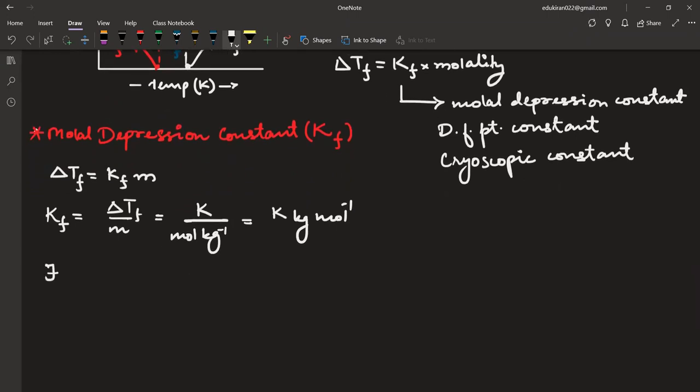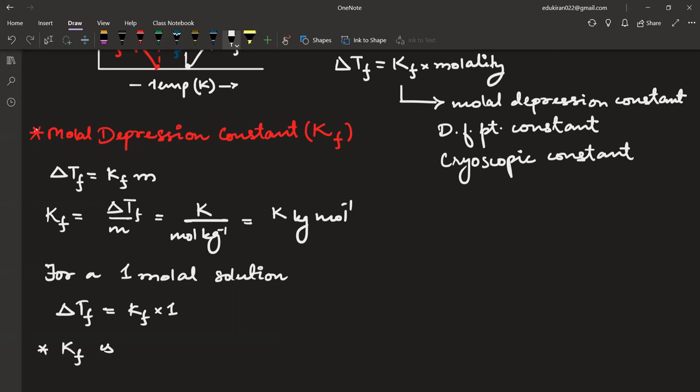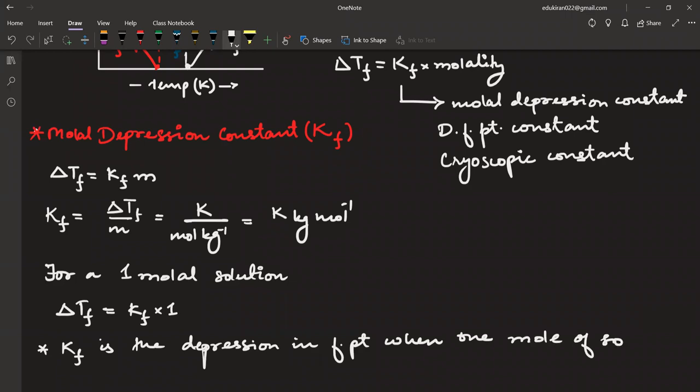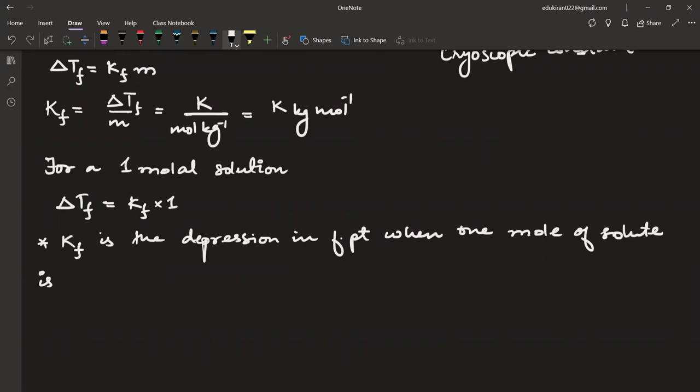And similarly, we can also write for a specific case, that is of a one molar solution. For a one molar solution, what will be there? Delta TF will be equal to KF into 1. And hence we can write, what is KF? It is the depression in freezing point when the concentration of solution is 1 molal. KF is the depression in freezing point when 1 mole of solute is dissolved per kg of solvent. Clear? Yes or no, please tell me. Yes, sir. Clear.